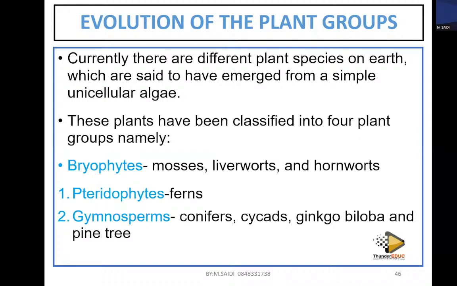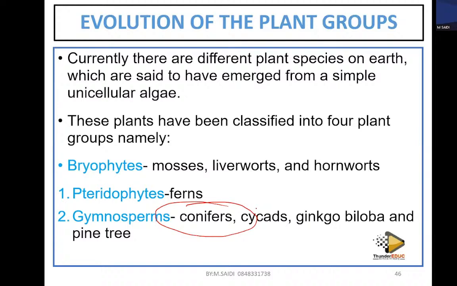The next group is what you call the gymnosperms. Gymnosperms include the conifers, and the best example is the Christmas tree. When I talk about the Christmas tree, I think now you understand better. So when you talk about conifers, that is an example of what? A Christmas tree. Cycads, ginkgos.